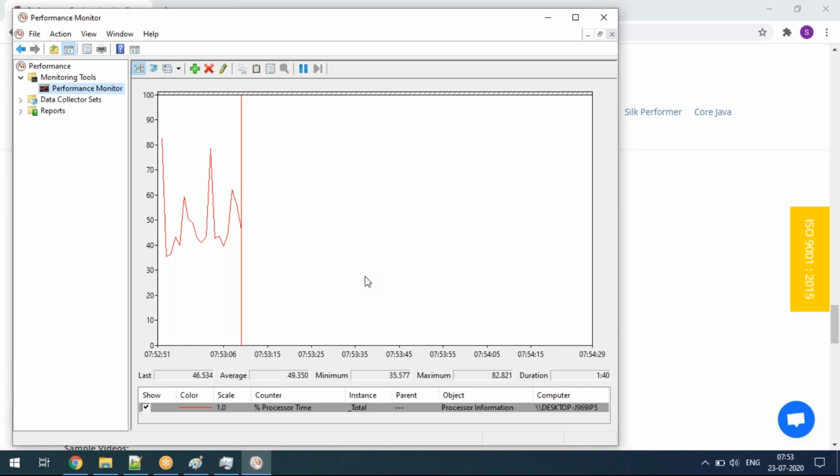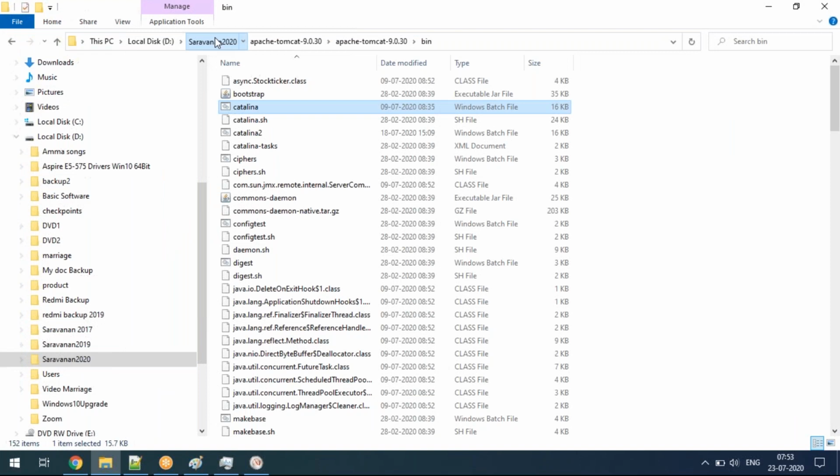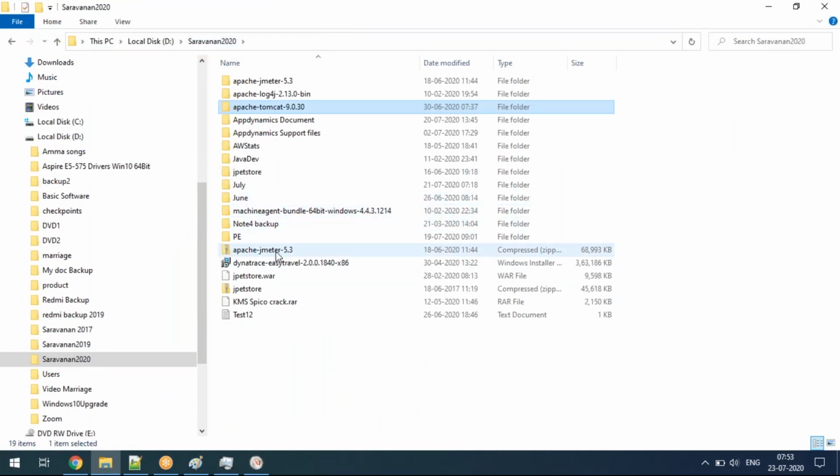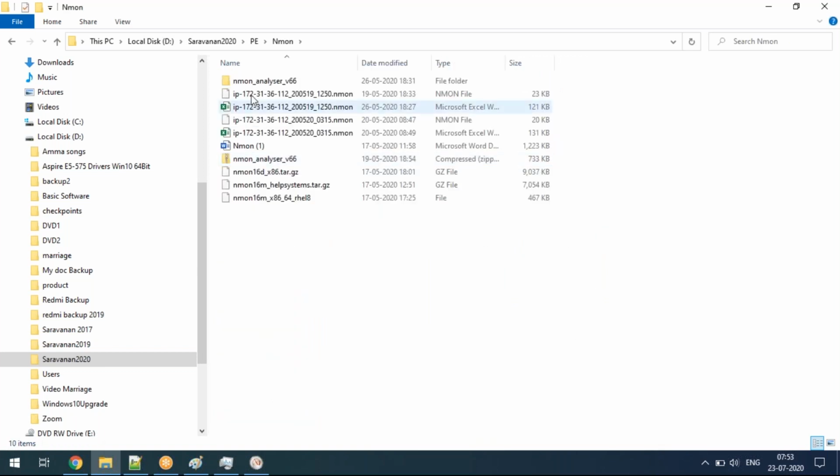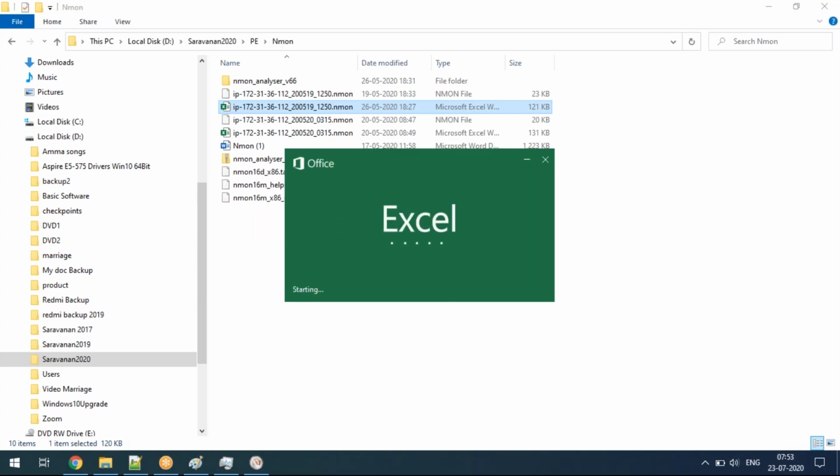Okay, nmon is nothing but a utility in a Linux machine that you have to run. It will collect the CPU, memory, all the metrics, and basically it will provide a report on the Linux server. Actually, I copied the Linux server report onto my Windows machine. Okay, this is the Linux server report. Basically, this is an nmon report.